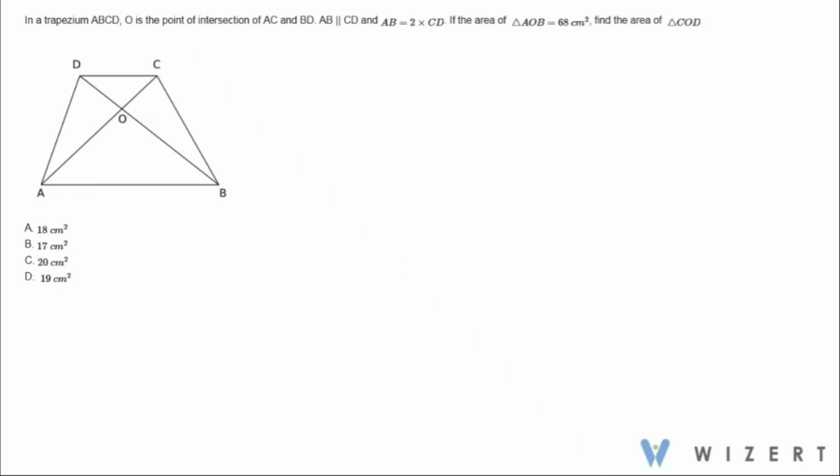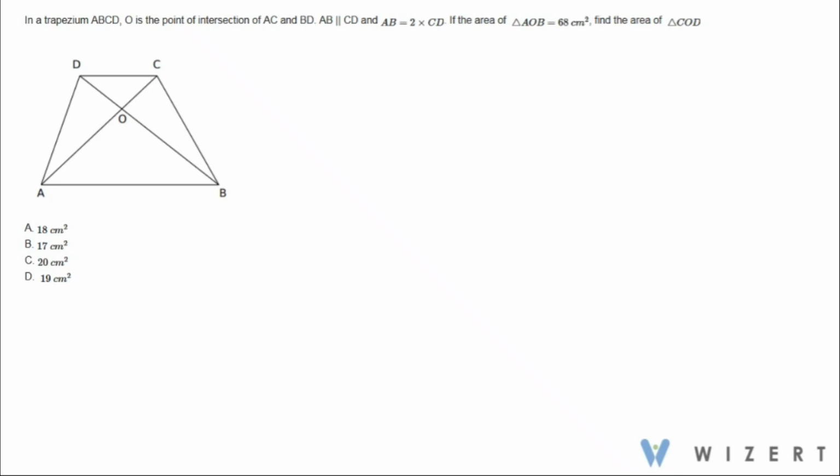We have this question here. In a trapezium ABCD, O is the point of intersection of AC and BD. AB is parallel to CD and AB is equal to twice CD. If the area of triangle AOB is equal to 68 centimeters square, then find the area of triangle COD.